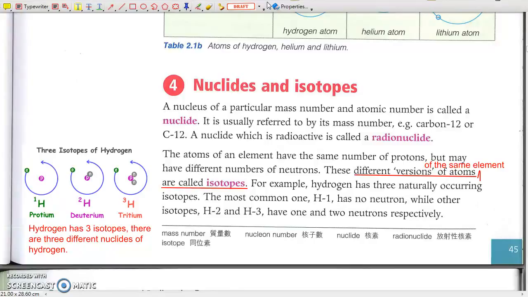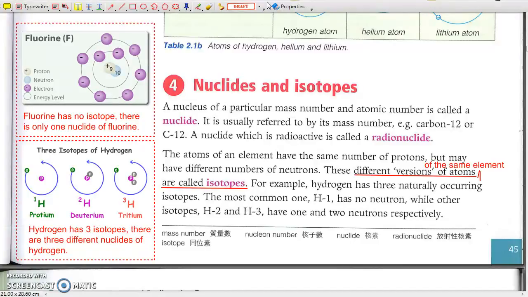The nuclei of different isotopes have different numbers of neutrons. These different versions of nuclei are called nuclides. If the nuclide is radioactive, it is a radionuclide, and the atom is a radioisotope of the element.